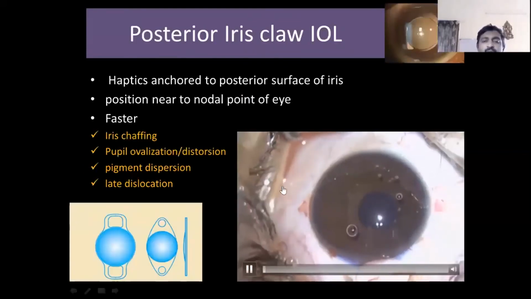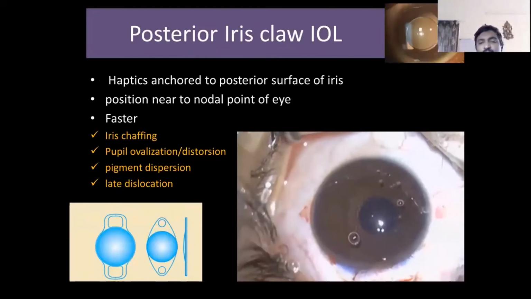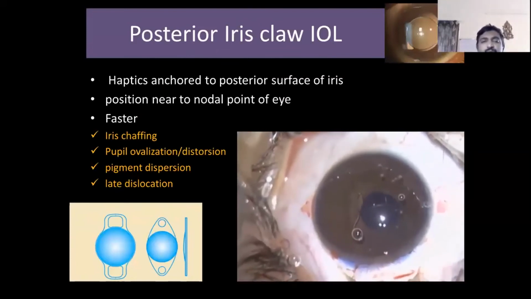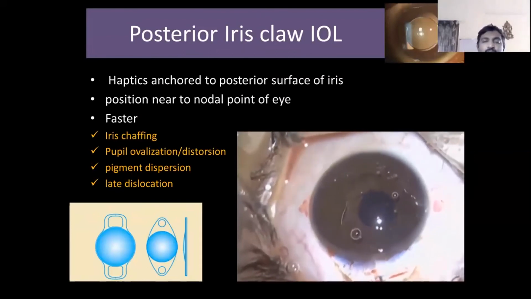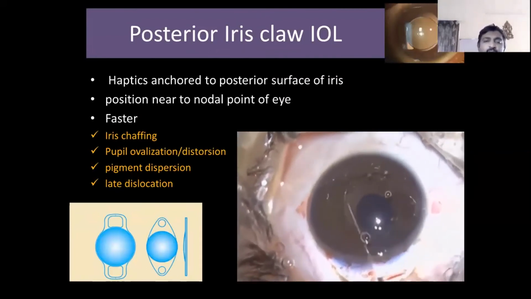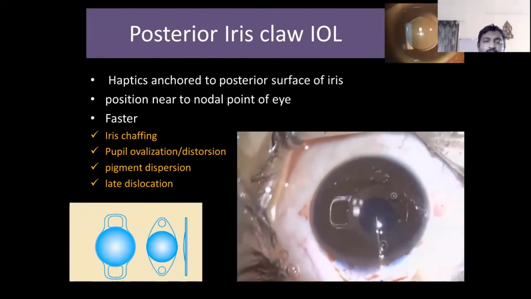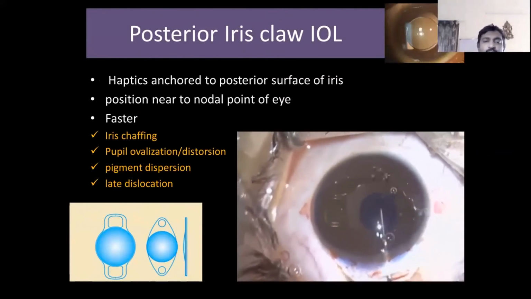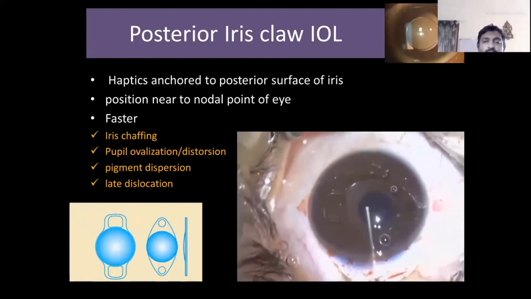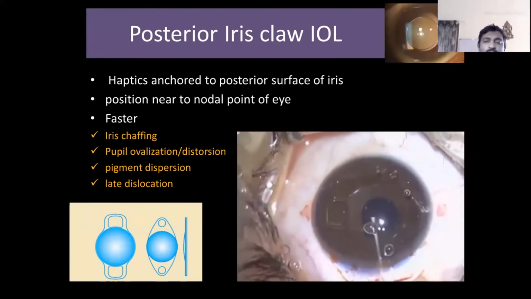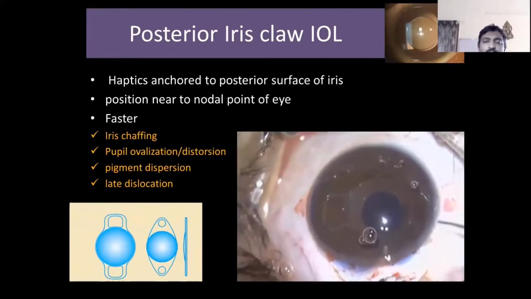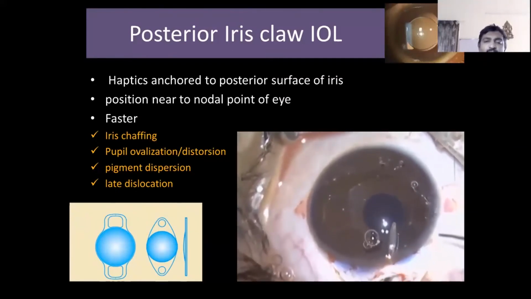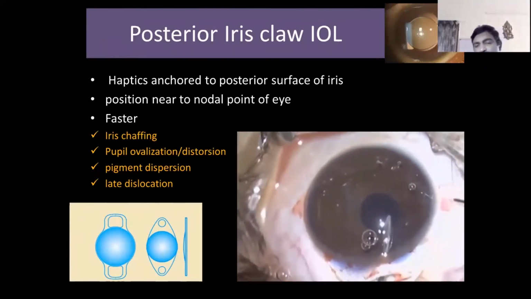Another technique is a posterior iris claw IOL. Here the haptics of the IOL are enclavated onto the iris surface, the posterior part of the iris surface. It's a faster technique, but sometimes during enclavation, iris chafing can occur, and if you forcefully enclavate, it can cause pupillary ovalization or distortion. Once you have formed the AC, place the IOL in the anterior chamber, grasp it with an iris claw forceps, and enclavate the IOL. Sometimes late dislocation of the IOLs is also seen.